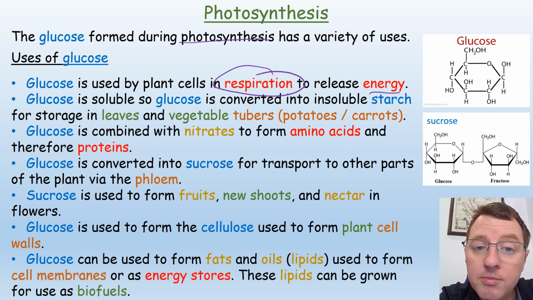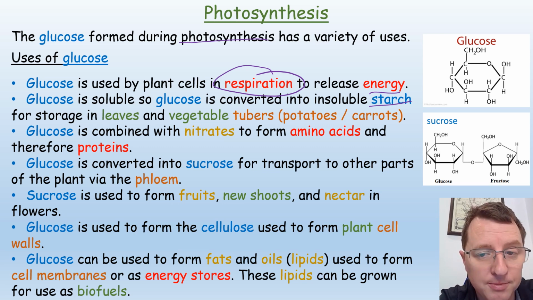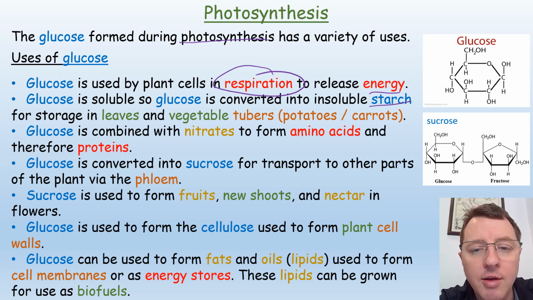Glucose is soluble, so glucose can also be converted into insoluble starch for storage in leaves and in vegetable tubers like potatoes and carrots, where that starch can then be used to help the plant reproduce and then germinate again in the next season, the next growing season.